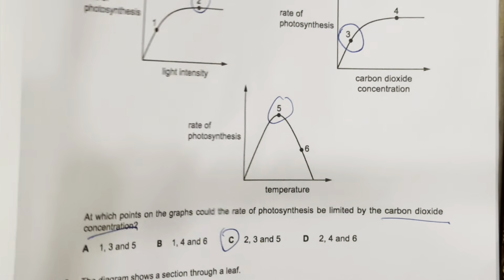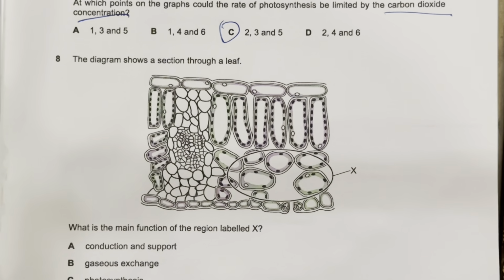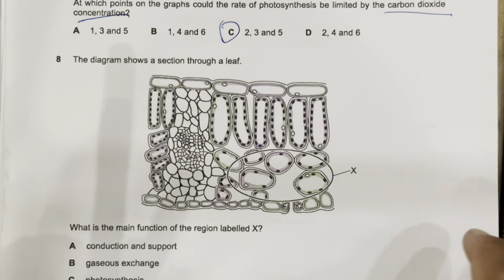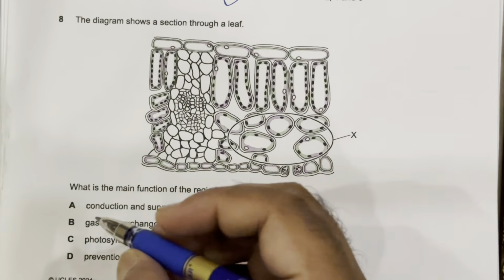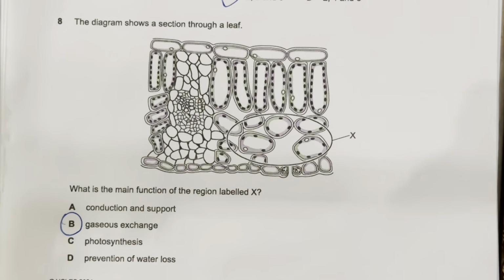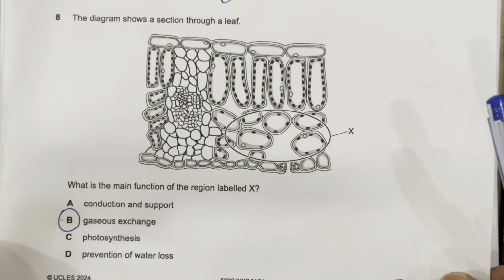Moving to question number 8. The diagram shows a section through a leaf. What is the main function of the region labeled X? Region X is the stomata, and the function of the stomata is the exchange of gases. So option B, gaseous exchange, is correct. You can see the stomata has guard cells and protective cells, and they are used for the exchange of gases over here.